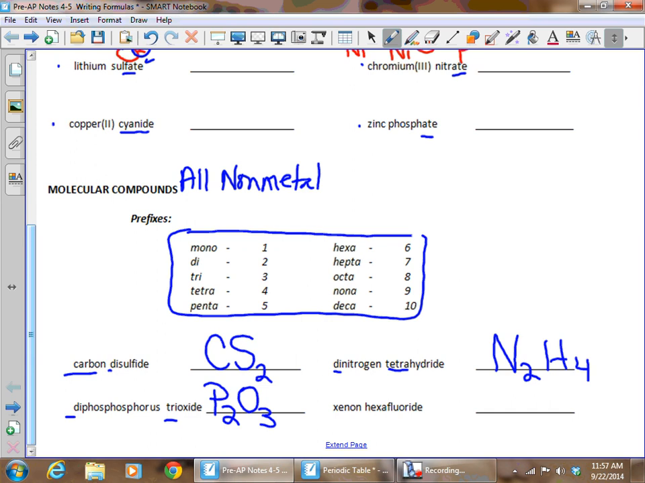And finally, xenon, Xe. Since there's no prefix, that means there's only one of them. Hexafluoride. Remember, fluorine is just F. Please don't put in that Fl. That happens all the time. So we've got xenon with fluorine, and since it's hexa in the table above, it tells us that that is F6, so XeF6.